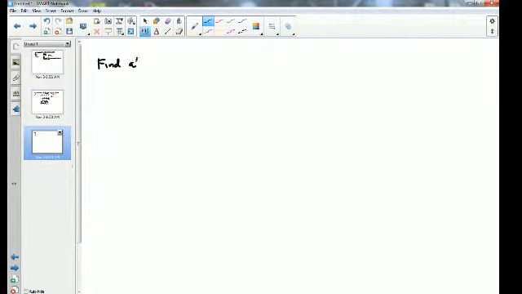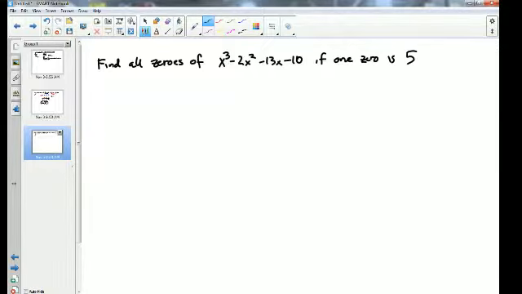Find all zeros of x cubed minus 2x squared minus 13x minus 10 if 1, 0 is 5. Okay. We have the same question as last time, just worded differently, and you have to take it a step further.